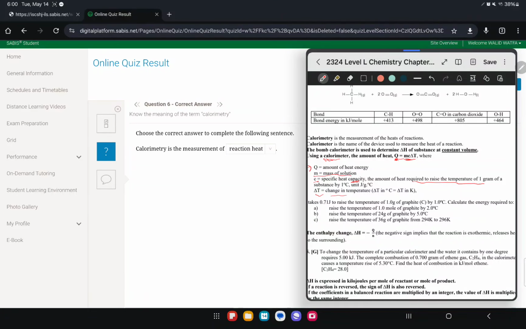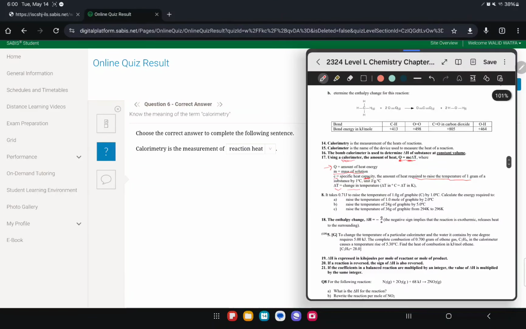Okay, so for example, this question here: 0.71 joules to raise the temperature of 1 gram of graphite by 1 degree Celsius. So here, they gave you C. C is 0.71. Okay, so they want the energy required to raise the temperature of 1 mole of graphite by 2 degrees Celsius. I'm just going to solve part A just so you know. Calculate the energy required, so we have to use Q equals MC delta T. Okay, the mass, they didn't give us the mass, they give us 1 mole of graphite, and graphite is actually carbon, which is equal to 12, I think, or I'm not 100% sure.